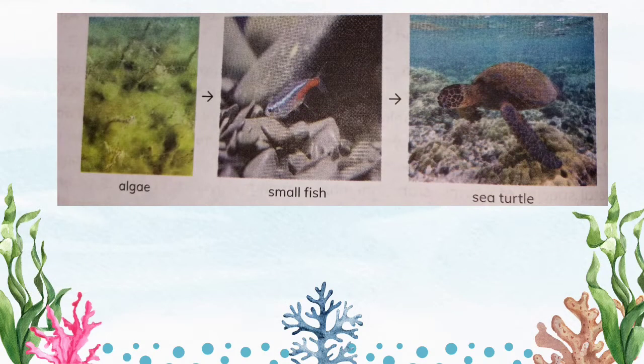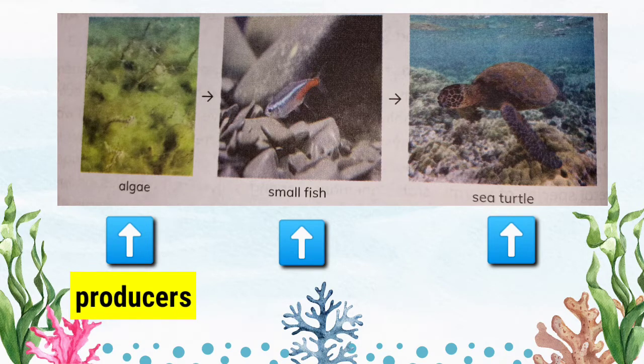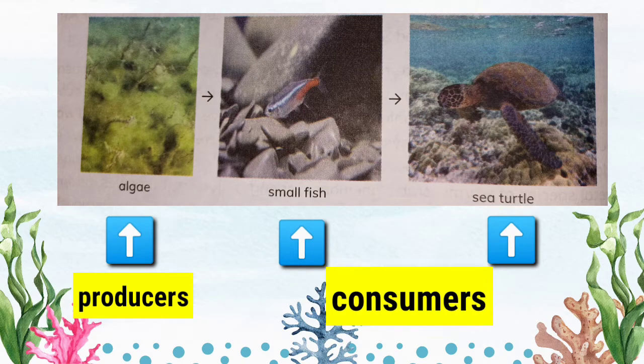In this food chain, a small fish, which is a herbivore, grazes on algae, and the small fish is eaten by a sea turtle. Algae are the producers, while the small fish and sea turtles are consumers.